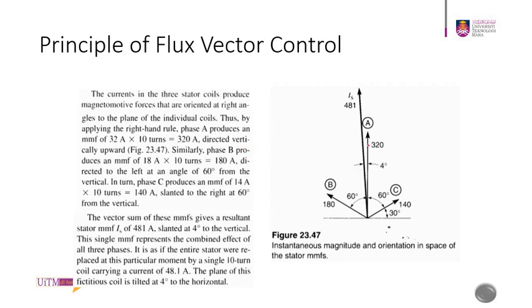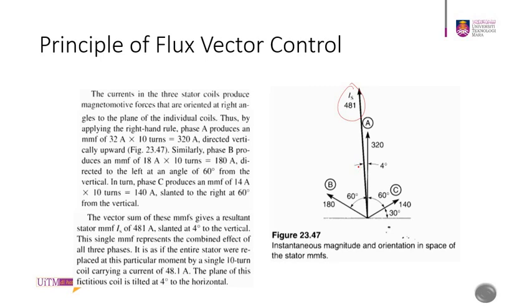Phase B produces 180, directed slightly to the left, 60 degrees left from A, and C produces 140, 60 degrees to the right. The vector sum of A, B, and C is the IS, the stator current. Magnitude is 481, and the direction is slightly 4 degrees to the left.